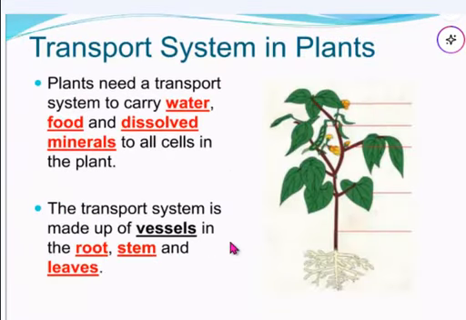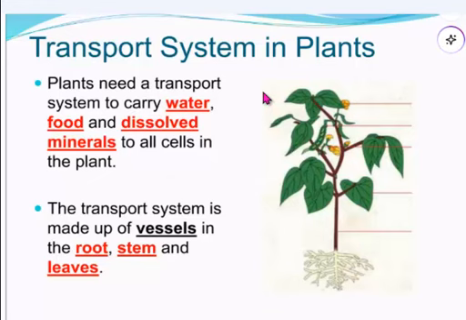Let's go to the class proper. When you hear the word transport, it actually means movement. We have transportation also. When you hear the word transportation, it's the movement of goods and services from one location to another. The same thing also happens in living organisms, which we discussed for animals in the previous class. Plants need a transport system to carry water, food and dissolved minerals to all cells in the plant. So that is why transport is needed in plants.